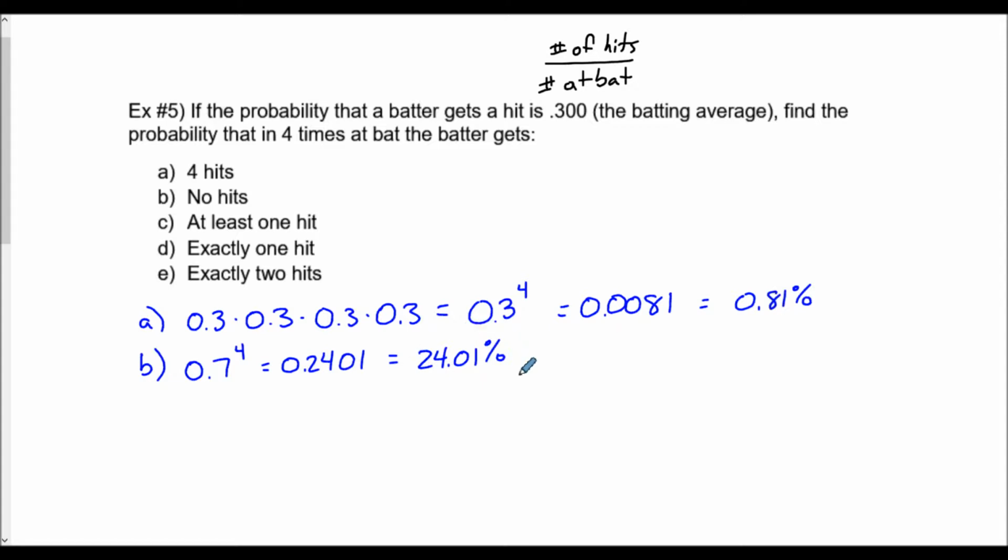Now that's obviously a very much higher percentage. They have a 24% chance of not getting any hits at bat. Again, competitive nature and everything that rides along with that. But it's much more likely that that's going to happen.